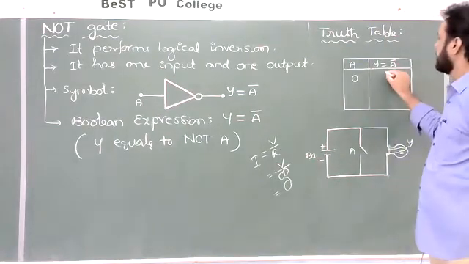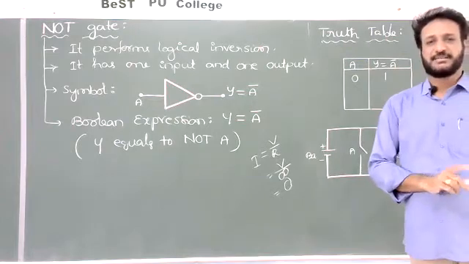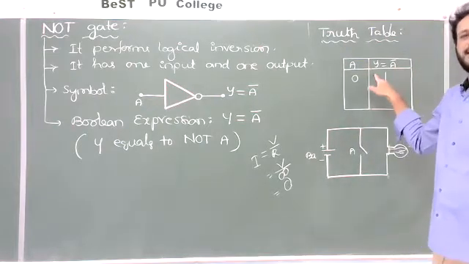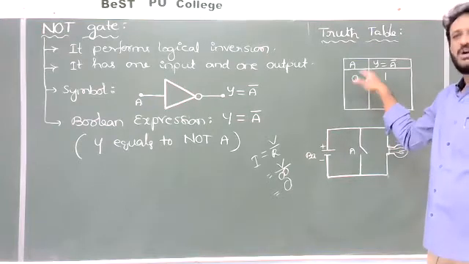So you should take 1. Observe carefully. Both are reverse. When input is low, the output is high. Whenever input is low, output is high.